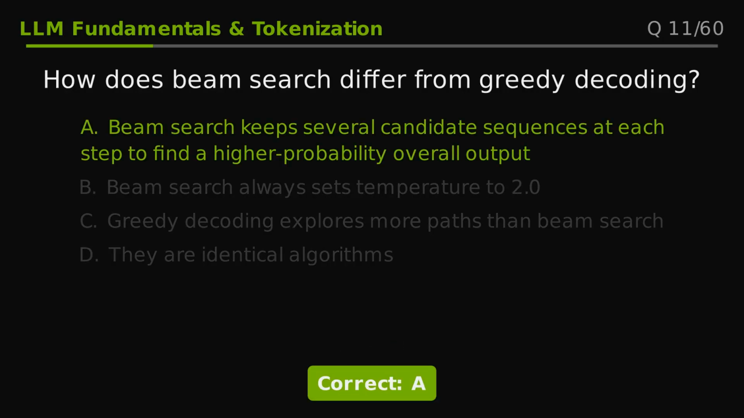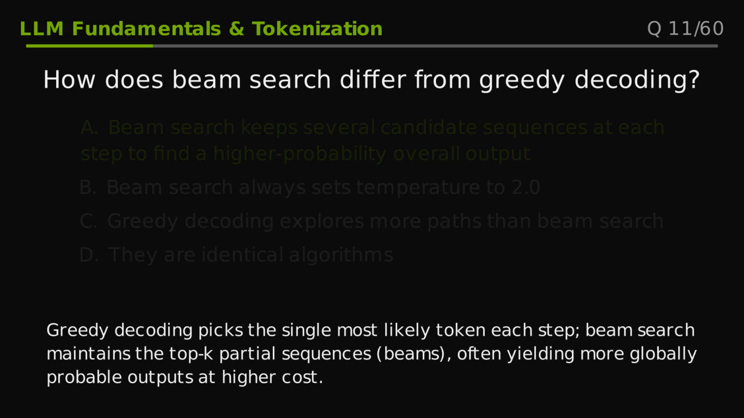The correct answer is B. Greedy decoding picks the single most likely token each step. Beam search maintains the top k partial sequences, beams, often yielding more globally probable outputs at higher cost.